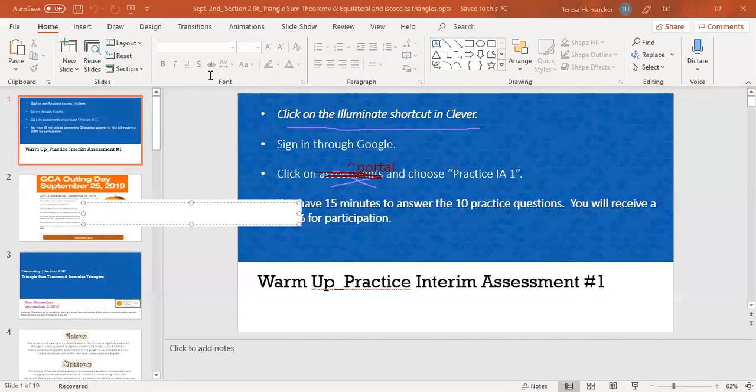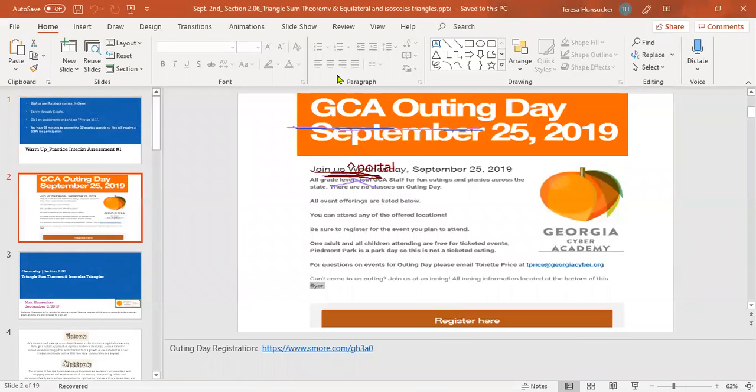And then we have outing day. You may have not heard about it, so I'm letting you know what's out there for y'all on September 25th. It's a Wednesday. There are no live classes for any of your classes on your schedule, and there are outings across the state. The link is actually at the bottom in the notes of this slide. You can fill out that link, that survey to register.